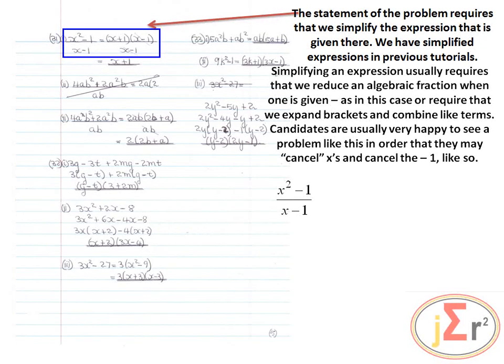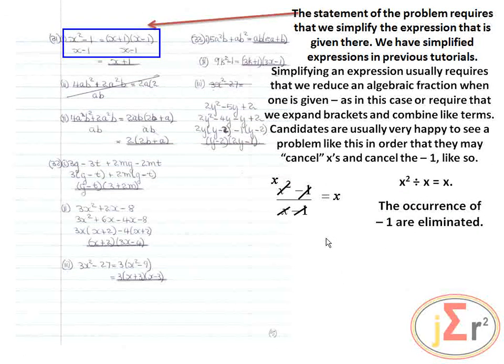Candidates are usually very happy to see a problem like this in order that they may cancel the x's and cancel the negative 1, like so. As soon as the candidates see this x squared minus 1 over x minus 1, they say yes, x is common, cancel x. X into x squared is x. X squared divided by x is x. And they say, okay, the negative 1s, they are gone, and all that is left is x. So the occurrences of negative 1 are eliminated entirely, and we are left with x alone.